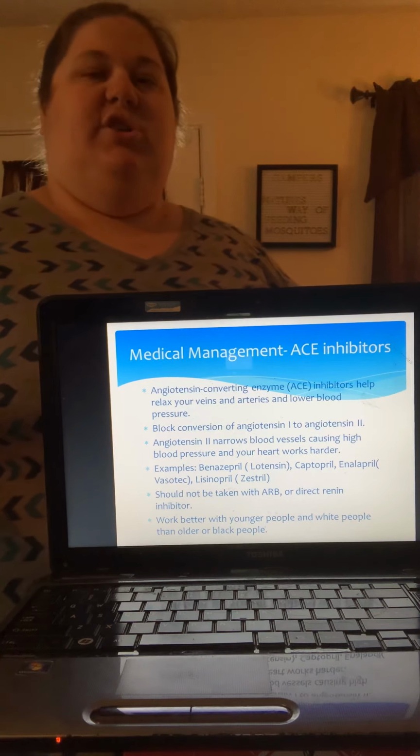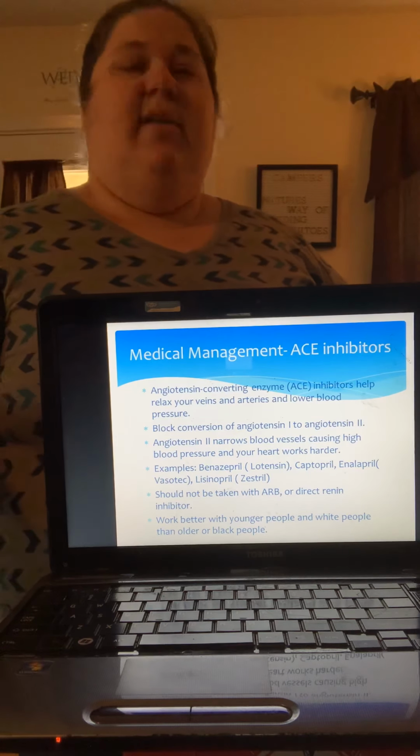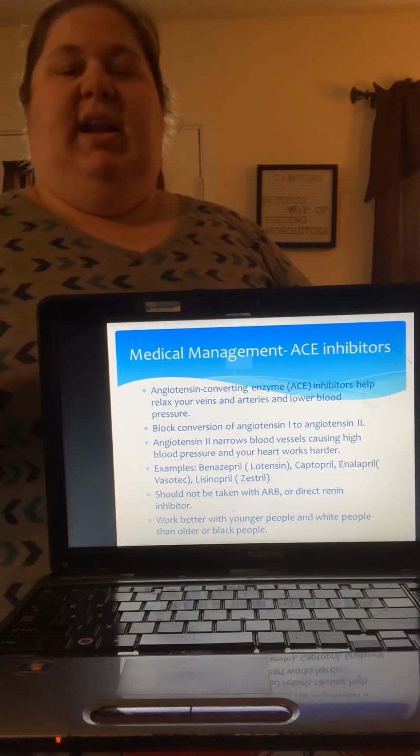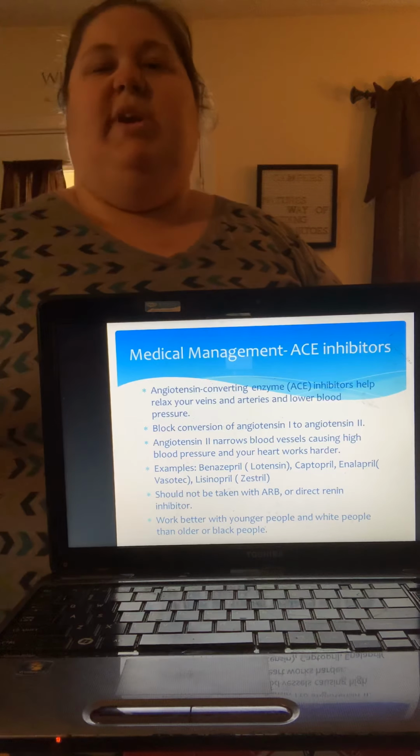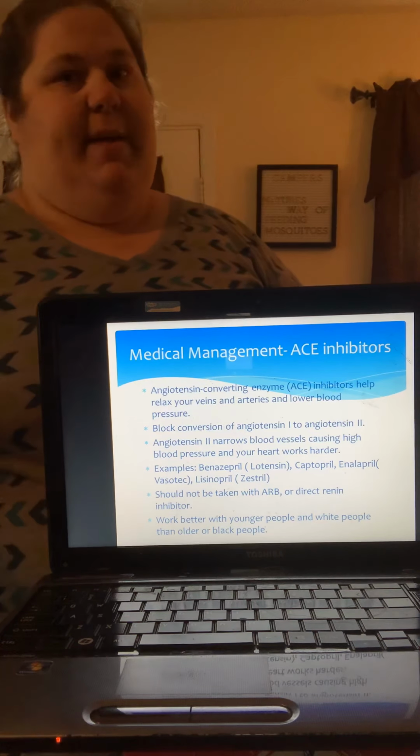Examples of ACE inhibitors are captopril, enalapril, lisinopril. Any of those medications that have pril at the end are going to be your ACE inhibitors that are commonly prescribed to patients.